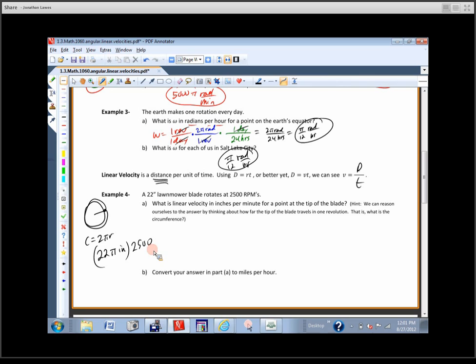Okay, watch. Most people forget this. Here's what we just figured out. It's 22 pi inches in one revolution. It's 2,500 what? Revolutions per minute. And look at this. Revolutions cancels with revolutions. What's the only unit on the top? Only inches. What's the only unit on the bottom? Minutes. Do we have the right answer? Yes, we do.